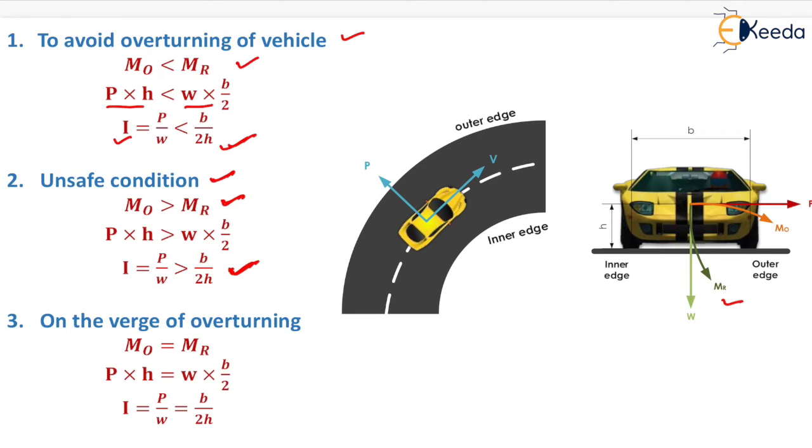On the verge of overturning, it means that after increasing the overturning moment slightly, the vehicle will overturn. So at this condition, that is on the verge of overturning, M naught will be equal to MR. After putting the value of M naught and MR, we will get I equals P by W, which will be equal to b by 2h. That will be the effect of overturning of vehicle due to centrifugal force P.